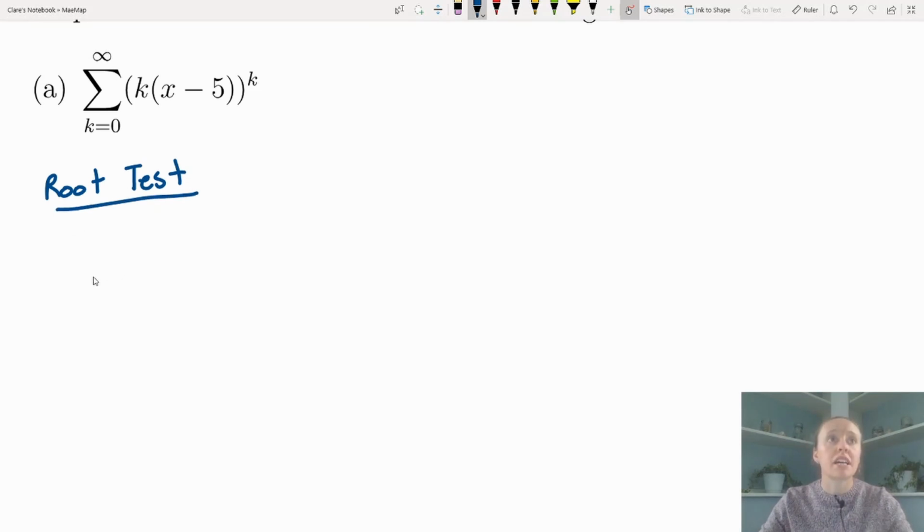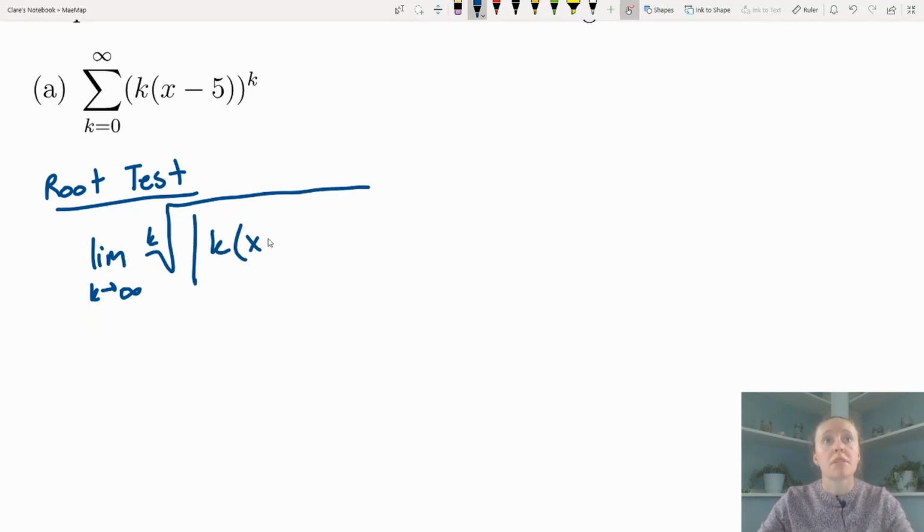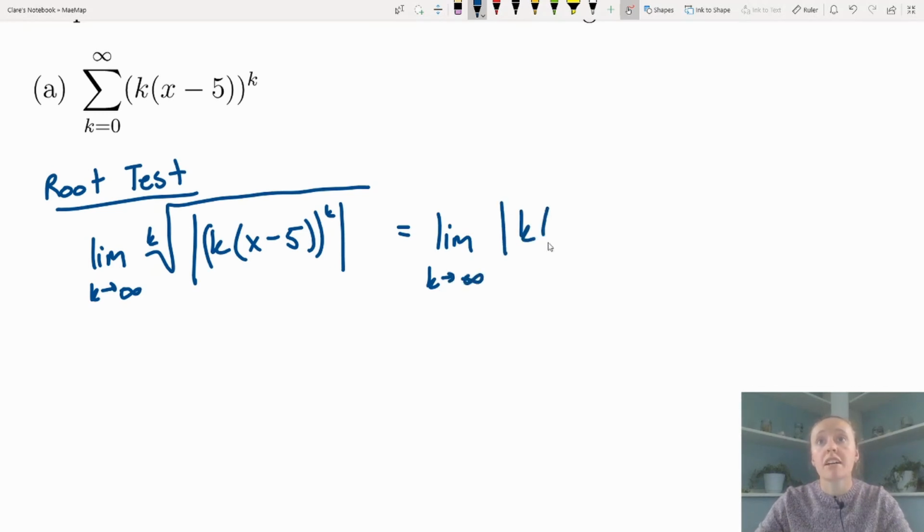Now, when I do the root test, I'm going to take the limit as k approaches infinity of the kth root, the absolute value of k times x minus 5, all raised to the k. And we're taking the kth root of the absolute value of what's in our series. And that absolute value is what's going to help us get that interval. So if I take the kth root of this, I'm going to have the limit as k approaches infinity of the absolute value of k times x minus 5. Now remember, I'm taking the limit as k approaches infinity. So here's where k is.